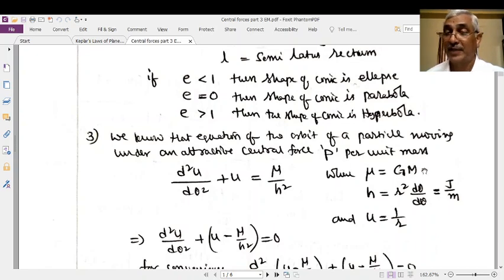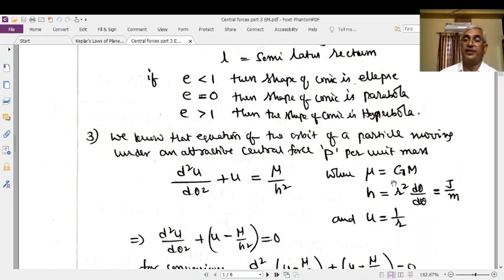Capital M is the mass of the sun, small m the mass of the planet, r square the distance of separation. Now, force per unit mass, F by small m, is equal to Gm by r square. If you put Gm by r square here, you have Gm here and r square here; what is here is h square u square and r square, and u square and r square will cancel and you will remain only Gm. Instead of Gm we will put another constant mu.